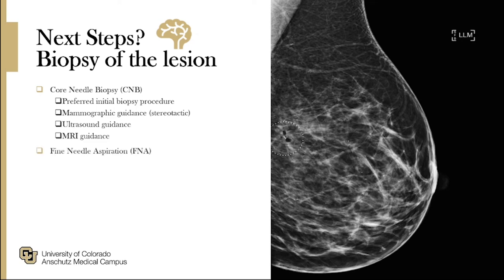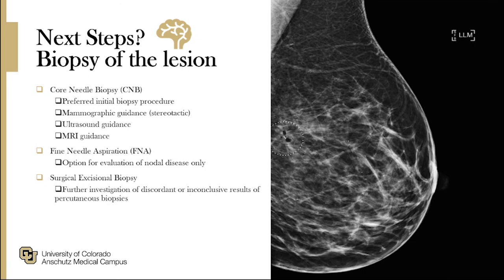Fine needle aspiration can be an option in the evaluation of nodal disease, but it is not recommended for biopsies of the breast parenchyma. Furthermore, a core needle biopsy is still the preferred biopsy procedure for lymph node evaluation. Excisional biopsies are not used as the initial biopsy method unless percutaneous needle biopsy is not feasible or available, but it may be required to further investigate discordant or inconclusive results of percutaneous biopsies.